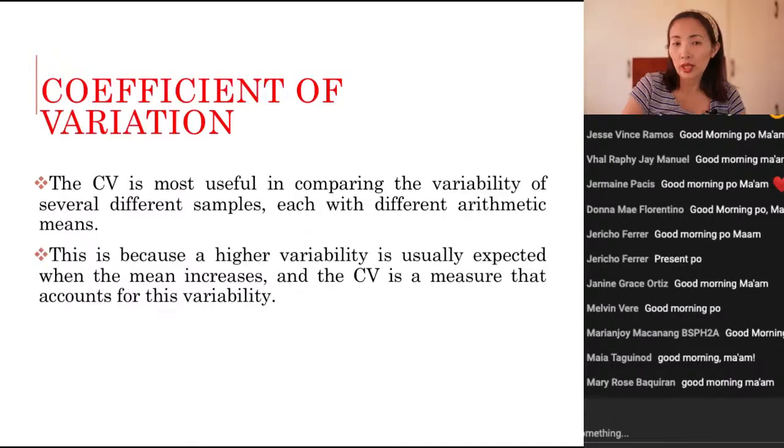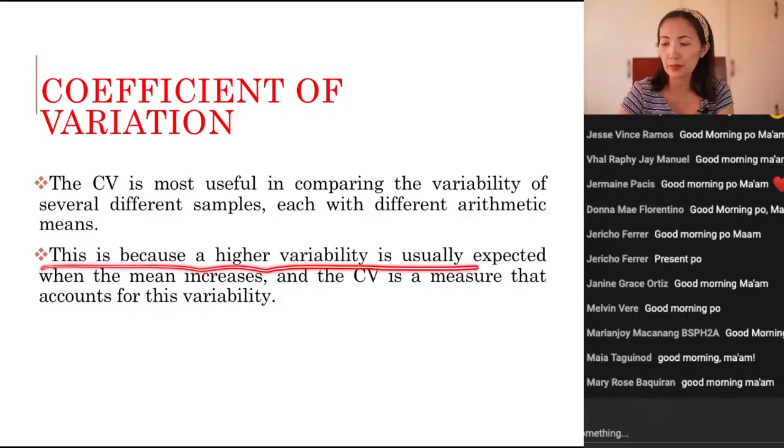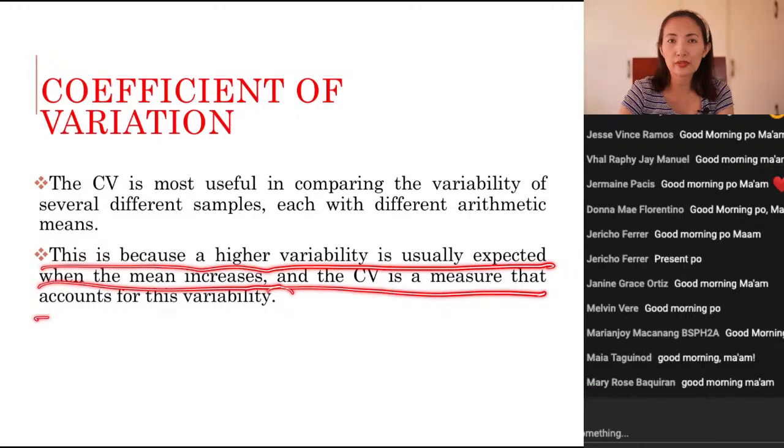Okay, so the coefficient of variation is most useful in comparing the variability of several different samples. Like in our previous example, we have two data sets. They can compare their variability. Okay, take note that in the first example, the standard deviations are equal, each with different arithmetic means. This is because a higher variability is usually expected when the mean increases, and the CV is a measure that accounts for this variability.